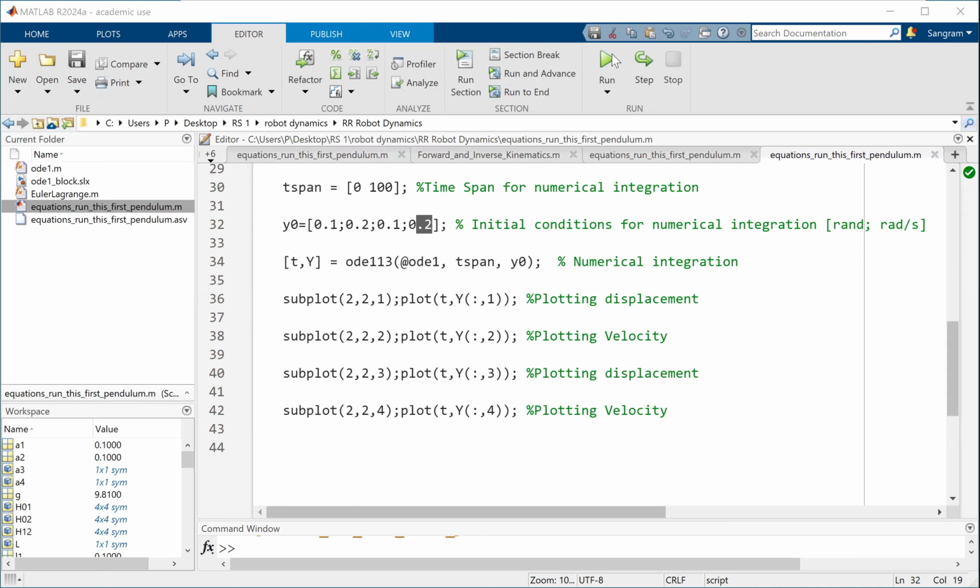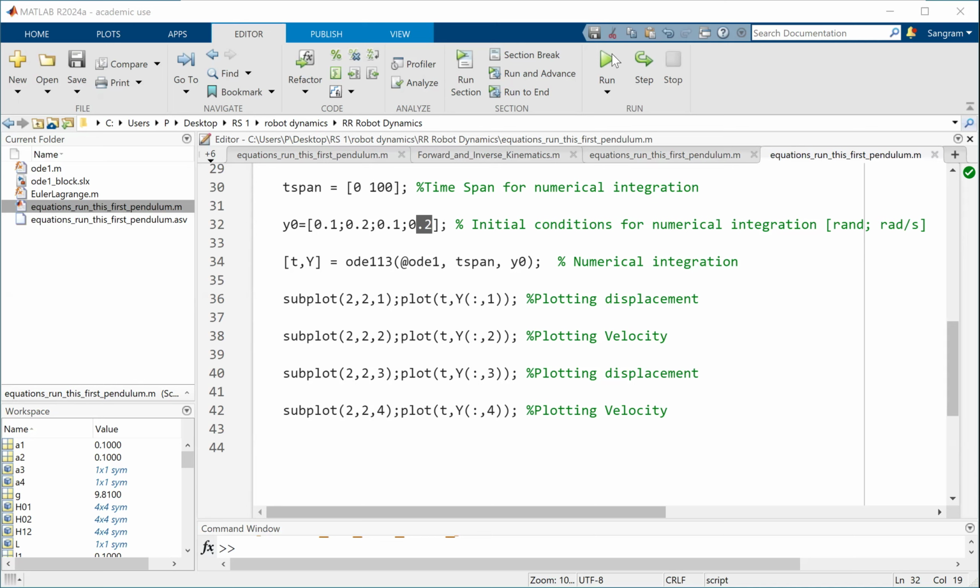So you have theta 1, you have theta 1 dot, you have theta 2, and you have theta 2 dot. Everyone understood this? Now it's a two pendulum system, so there is no dissipation. So you would see that you are going to have some type of a continuous motion. Everyone understood this process? Any questions?